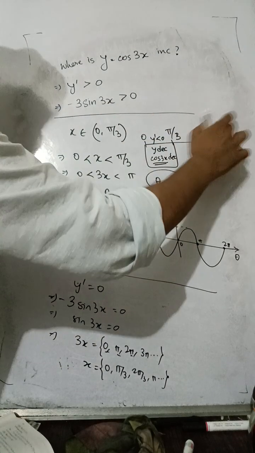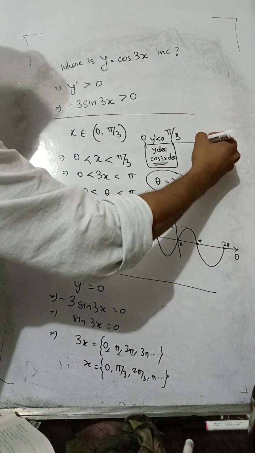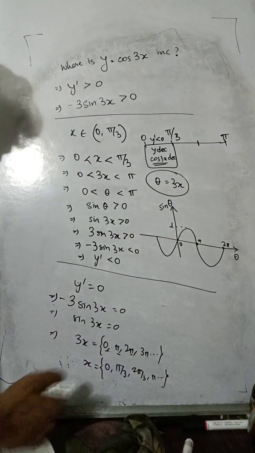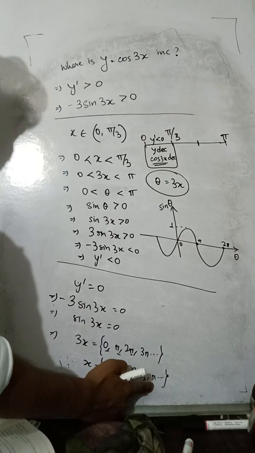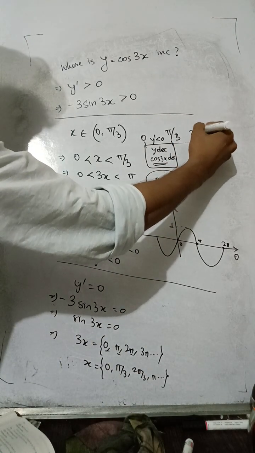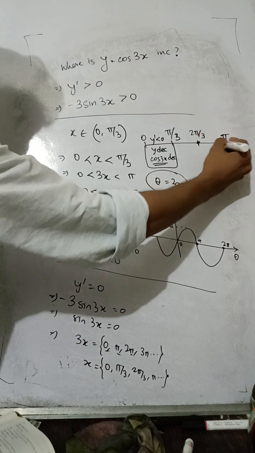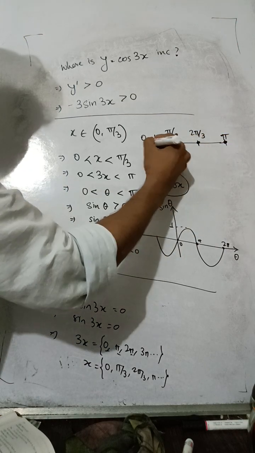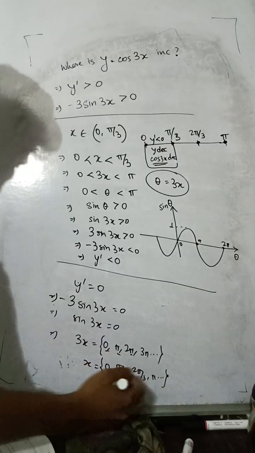Okay, so this was pi. So we should take pi as well. Pi is also a critical point. So pi by 2, pi by 3. And pi is also taken, okay? Why? Because pi is also a critical point.